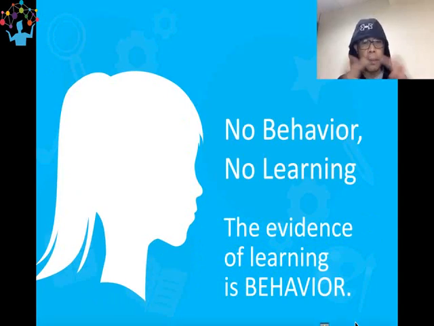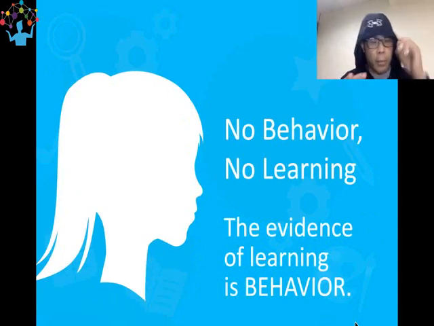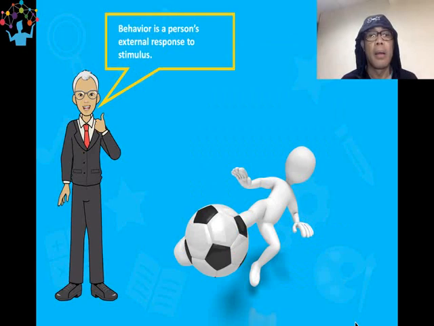To give you a brief summary of the whole module, it is about this context. Remember, no behavior, no learning. The only evidence for learning is behavior. And what is behavior? Behavior is a person's external response to stimulus. This is internal, this is external. I'm going to elaborate on these later on.